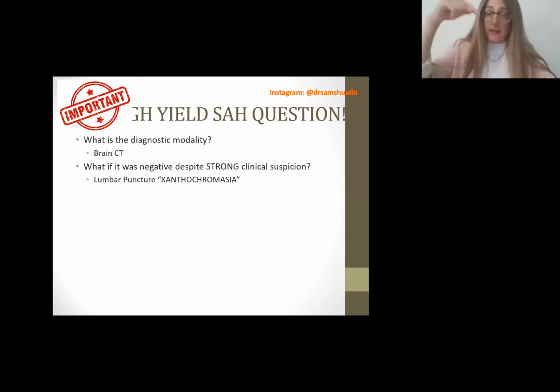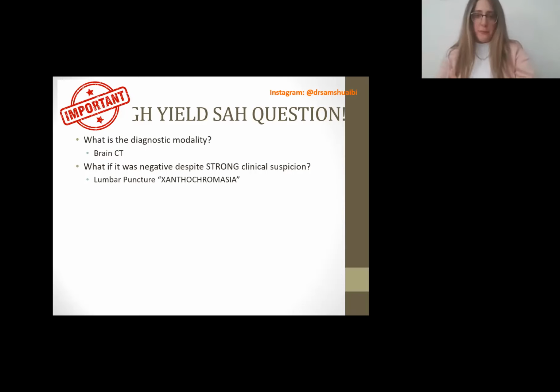If there is in fact a bleed, the red blood cells within the sample of the LP will lyse, and they will release the hemoglobin and the iron, and the bilirubin. So you will have yellowish discoloration, hence the name xanthochromia. Okay, just understand it. There's blood, it breaks down, I have discoloration. This is subarachnoid. This is my second. Usually, if they're going to ask you about the diagnostic modality of the subarachnoid, it will be this one. If you have a strong clinical suspicion, LP.